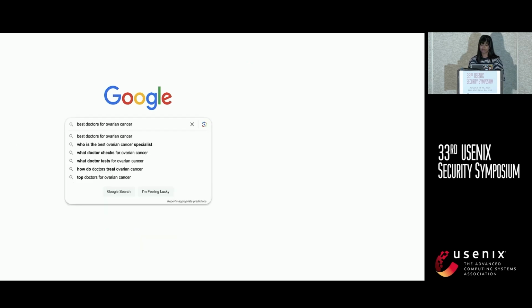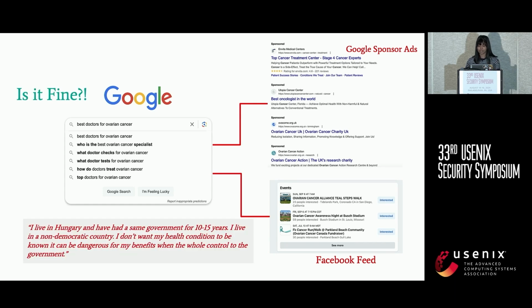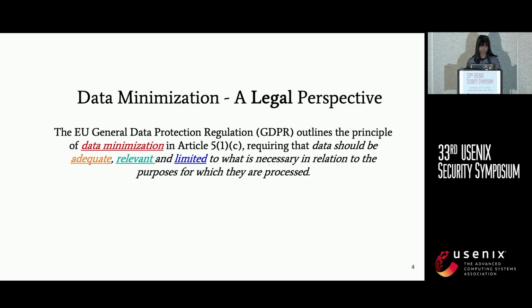Now, here's an example from a participant in this study who lives in Hungary, and he was looking for doctors for his wife's ovarian cancer, and then started seeing event suggestions on Facebook and ads on Google. He got worried that this search might affect their health insurance benefit because Hungary has a state-managed universal healthcare system. So he switched to using incognito mode for this kind of search. The fear is that his search data would be connected to his government health insurance record, which he thinks is not necessary for the purpose of his search. This brings us to a particular privacy principle in the EU called data minimization.